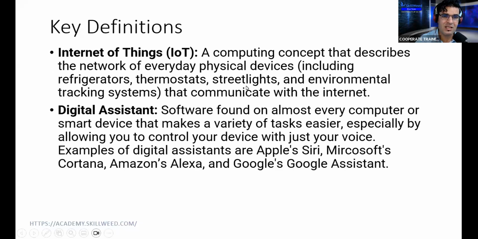We have digital assistants, obviously. This is a computing concept that describes the network of everyday physical devices, okay? Refrigerators, thermostats, street lights, environmental tracking systems, and obviously they communicate with the internet, okay? So for example, if you have a small river, and you want to see the temperature of that water, or you may be within the weather system of the country with your province, with your city, district, and all that stuff. So you can easily have a configuration of IoT water sensors. That is one of the examples of an IoT device.